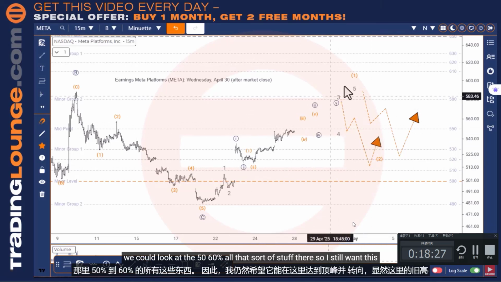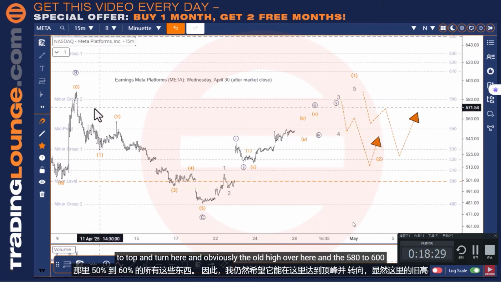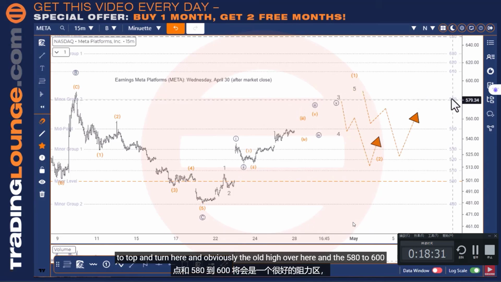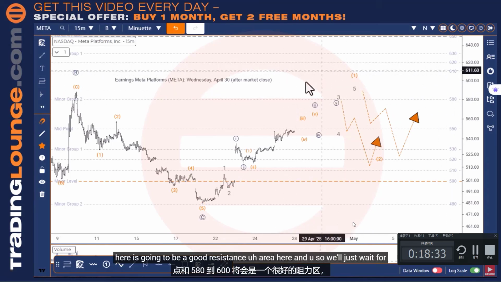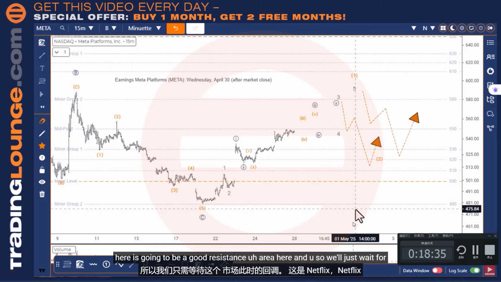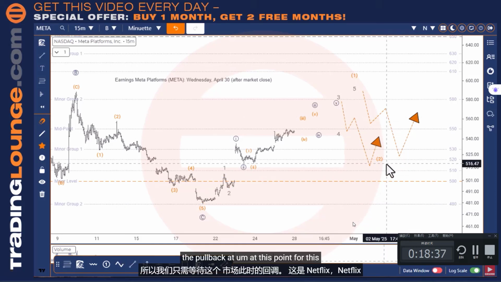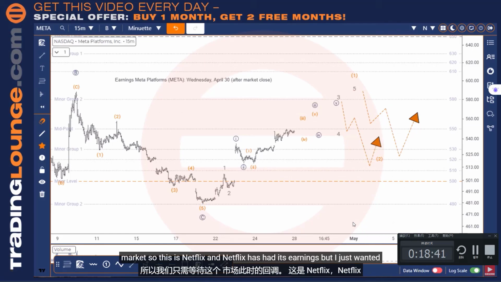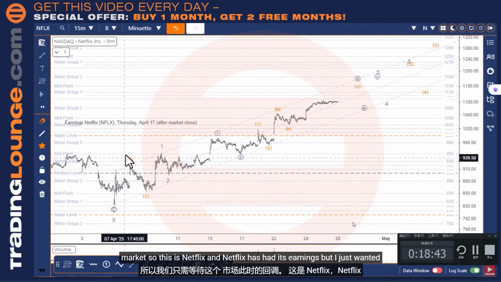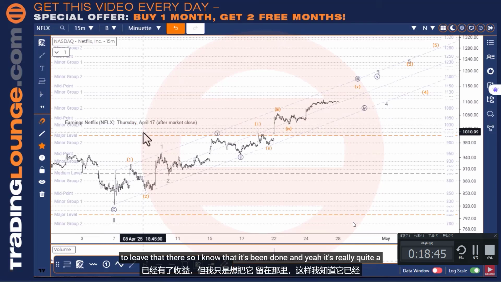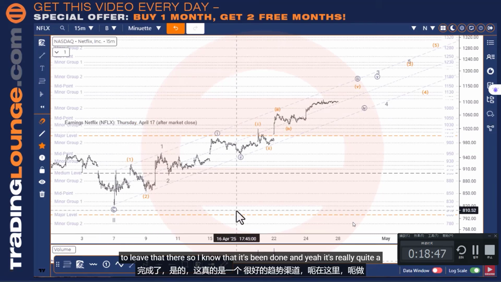So I still want this to top and turn here, and obviously the old high over here and the 580 to 600 here is going to be a good resistance area, and so we'll just wait for the pullback at this point for this market. So this is Netflix, and Netflix has had its earnings, but I just want to leave that there so I know that it's been done.